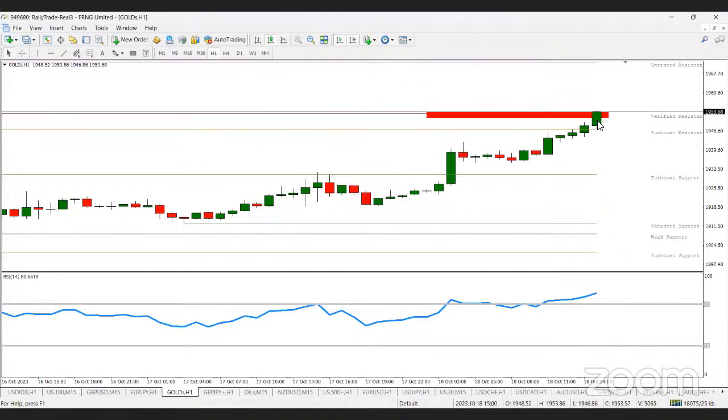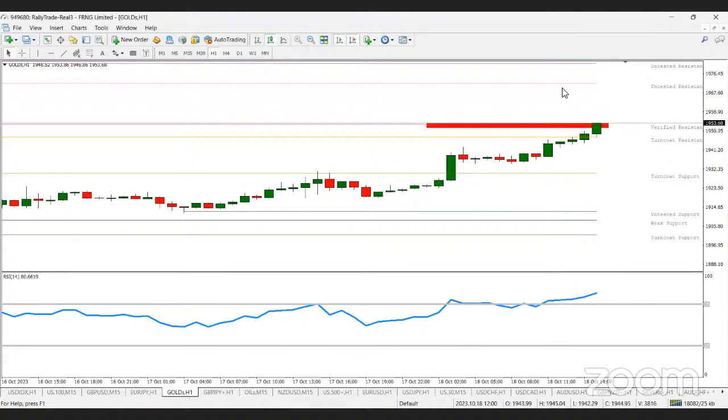But if price can now close, the body of this candle can close bullish above this zone, then it means that price is likely going to continue that upward move. But I expect some level of retracement. I feel like this bullish move is just the volatility of the opening of the session. I expect a level of retracement from this zone before it heads back up.